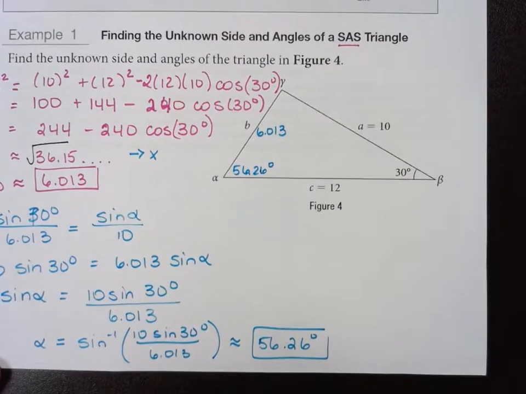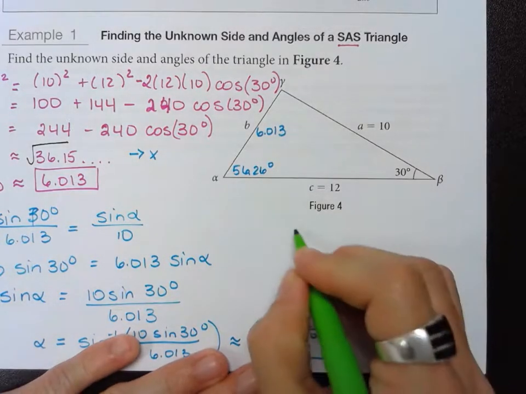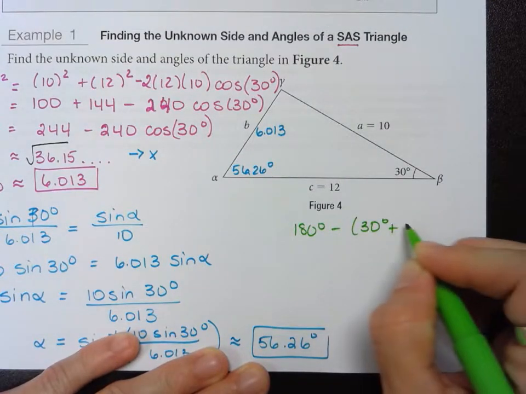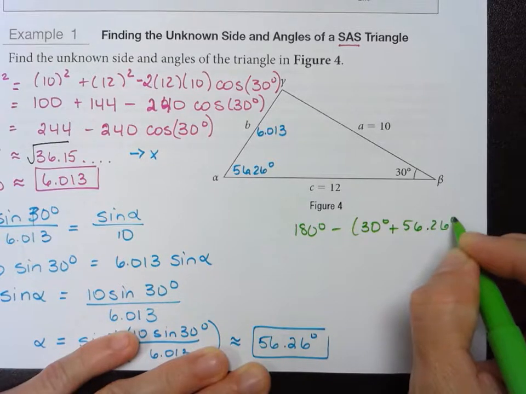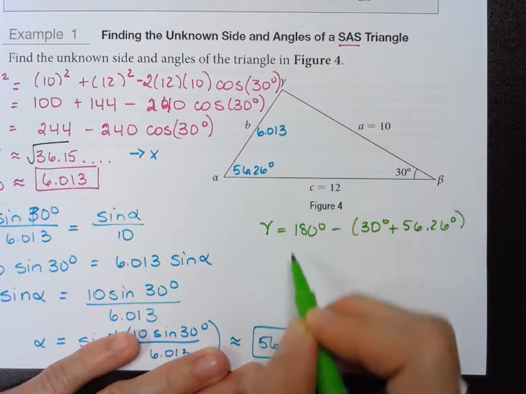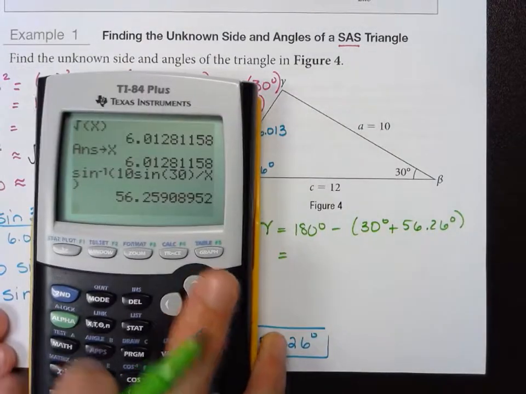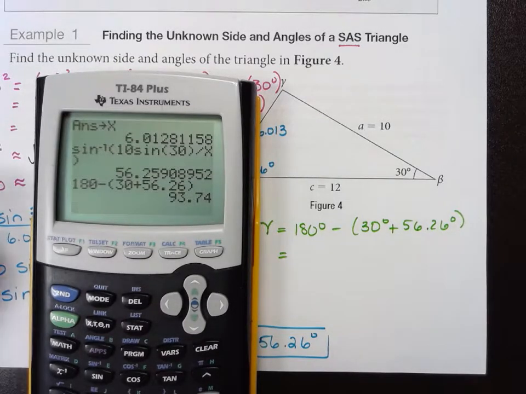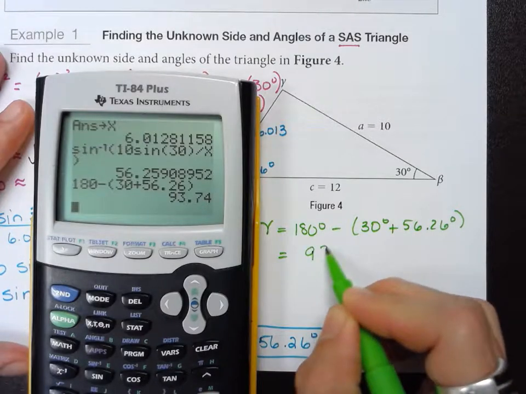And now we can just use the fact that there are 180 degrees in a triangle to come up with our last angle. So 180 degrees minus 30 and 56.26. So this would be angle gamma. And I get 93.74 degrees.